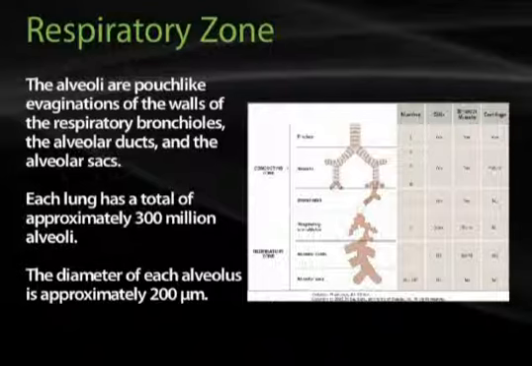The alveoli themselves are these pouch-like evaginations off of the walls of the respiratory zone. Each lung has about 300 million of them, and the diameter of an individual alveolus, Costanzo estimates at 200 microns.